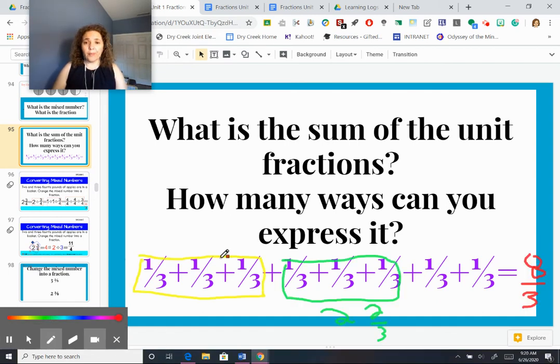All right, so one way to express it is simply count them up. 1, 2, 3, 4, 5, 6, 7, 8. 8 over 3, 8 thirds. Or I can group them. A third and a third and a third makes 1 whole. A third and a third and a third makes another whole. So I have 2 wholes and I have 2 thirds left over. So 2 and 2 thirds.